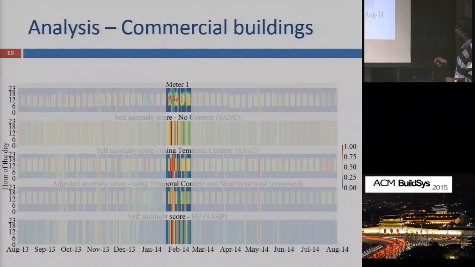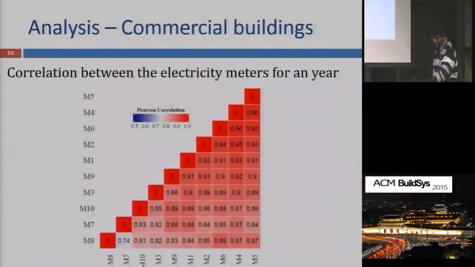There are other details about these experiments in the paper. This is just one case of how this algorithm works. So the reason: if you look at the baseline correlation, mostly all these 8 meters are highly correlated. As you see, the lowest correlation is actually 0.74, and the highest one is about 0.96.